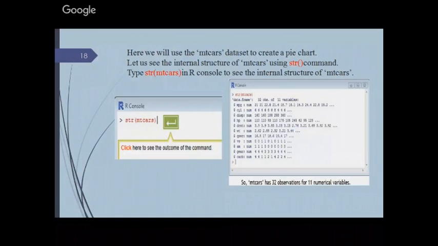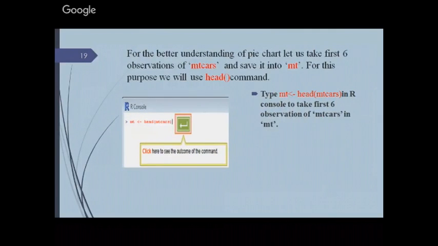So str command allows you to see the different variables, their data types and their corresponding values further if you are interested in. So just note this command mtr and this less than sign hyphen.